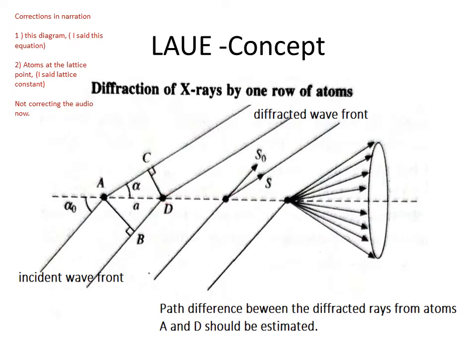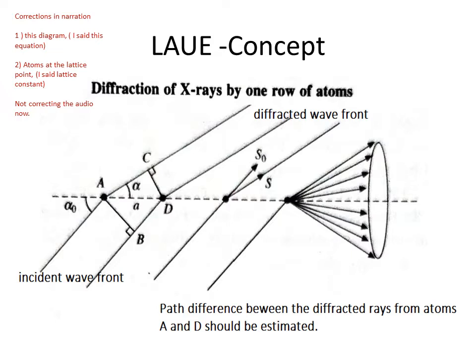So if you look at the diagram, what we have to see is the path difference between these 2 rays which are scattered from atom A and D. By the time it reaches this spot, or a detector that we are going to keep here, they must be satisfying the condition for constructive interference, which means the path difference should be equal to an integral multiple of the wavelength of the X-ray beam.